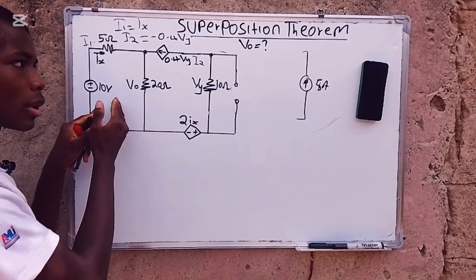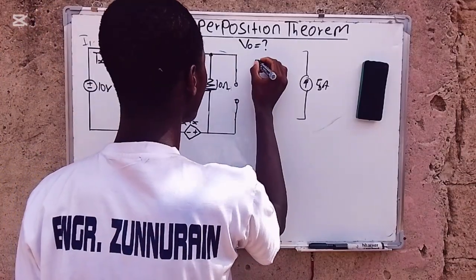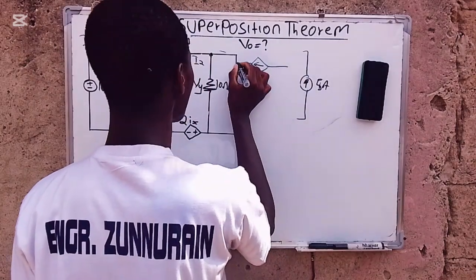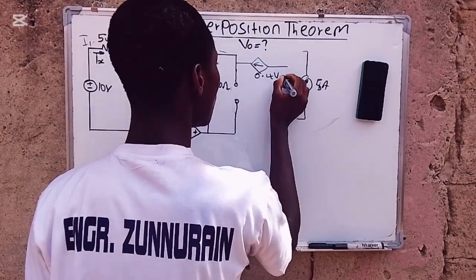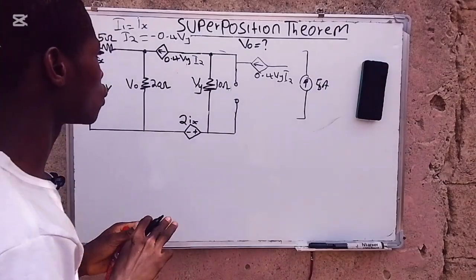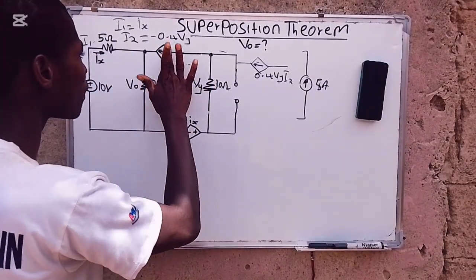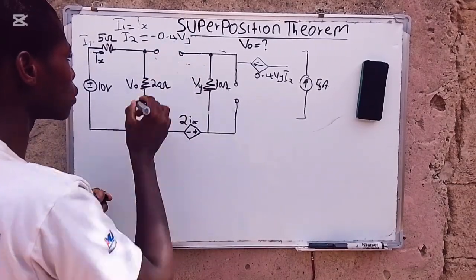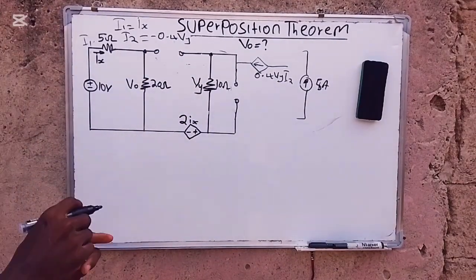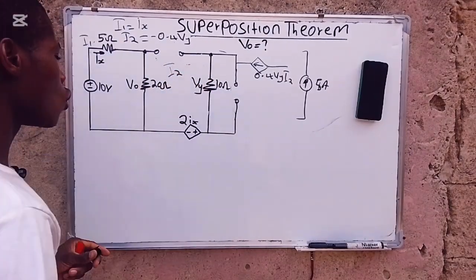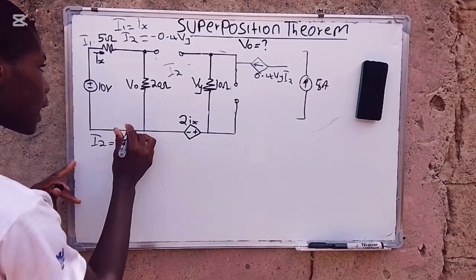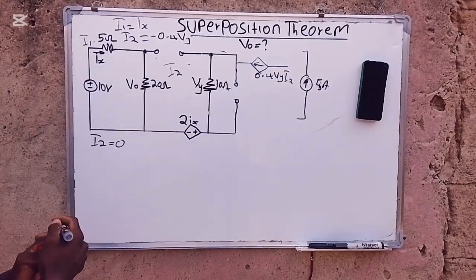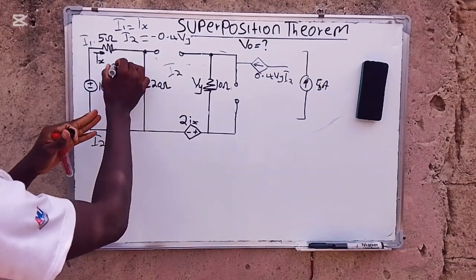I'm just only left with this circuit. For now, I have this, I have this, I have 0.4 Vy. This is I2. So I have to open circuit this. After open circuit this, as you can see, this is I2, so I2 should automatically be 0. And therefore I have to use the mesh current analysis in this mesh 1.